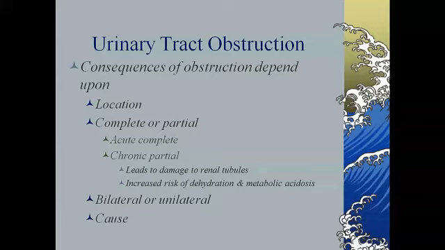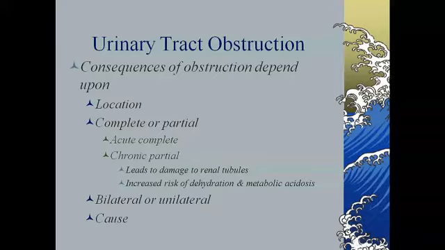Chronic partial obstruction leads to damage to the renal tubules and an increased risk of dehydration and metabolic acidosis, because urine compresses the kidney structures, causing damage to the renal tubules. It prevents the kidney from saving sodium and water, resulting in high urine volume with a low GFR, glomerular filtration rate, that causes dehydration and acidosis because they're excreting hydrogen ions.